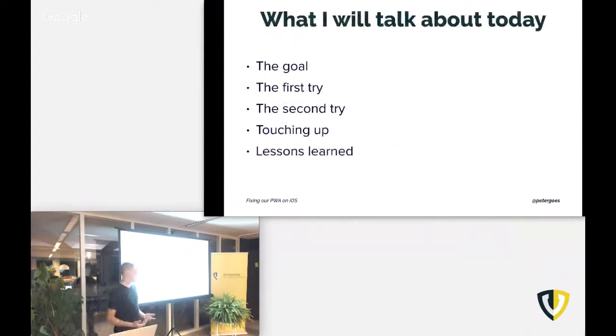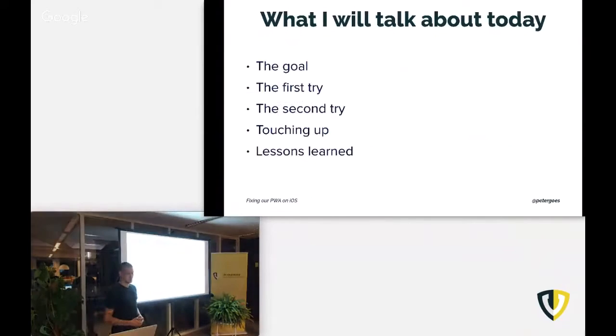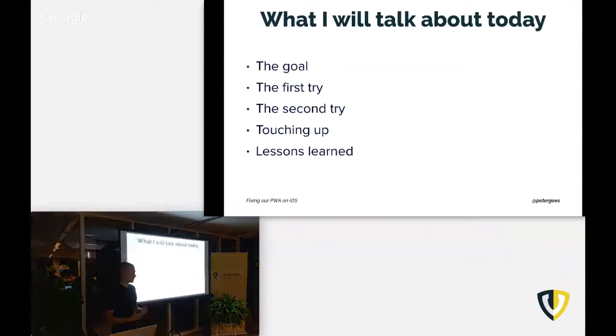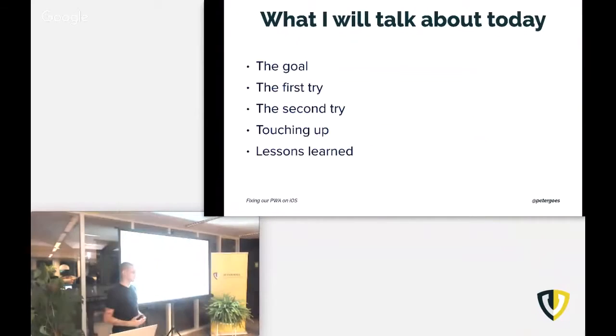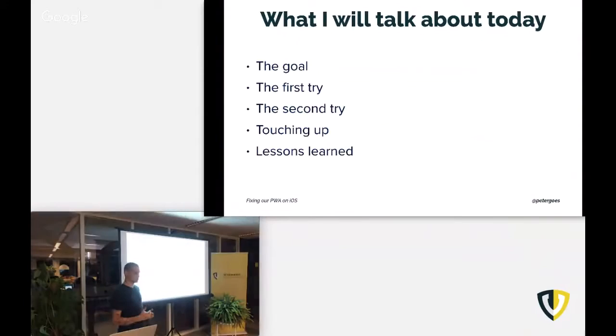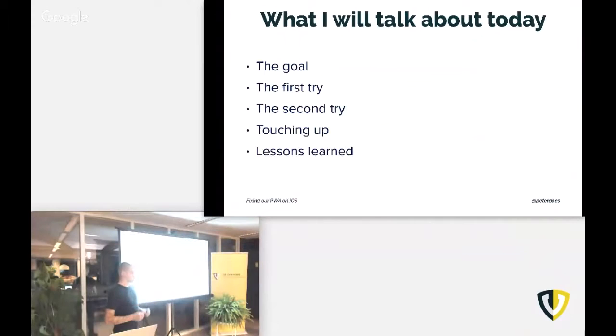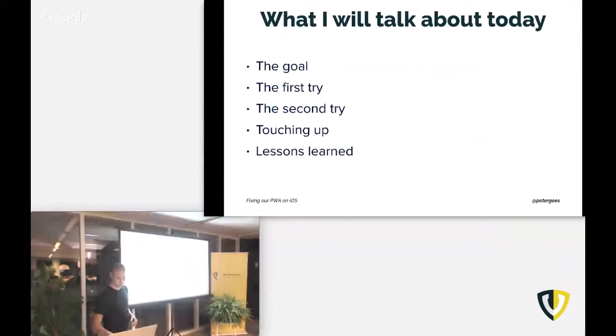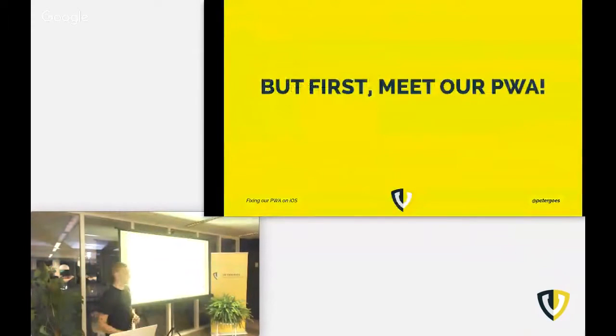What we'll be talking about today is the project that Jasper just described to you. The goal: what is the thing we're trying to do? Well, we had a couple of tries to get it right. So first I want to talk to you about the first try, the second try, where we touched up a little bit, and then I'm going to share the lessons learned. But first, let's meet our PWA.